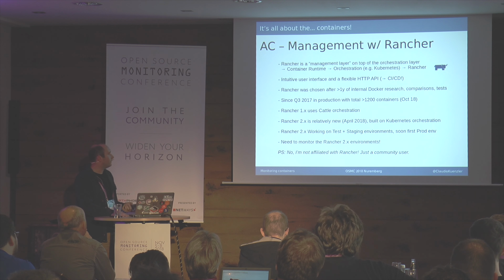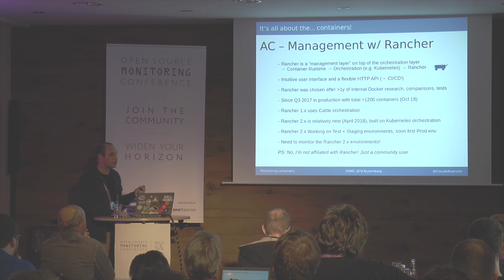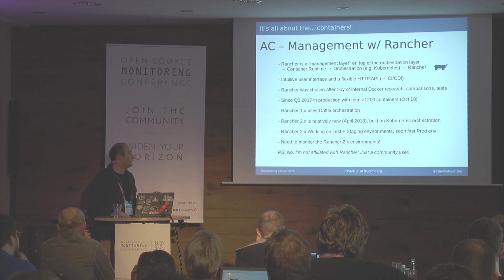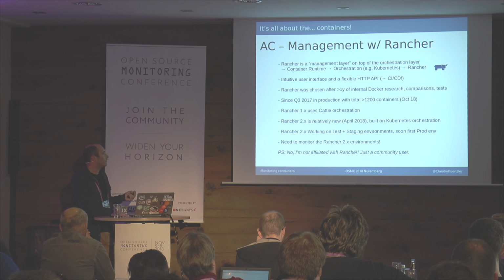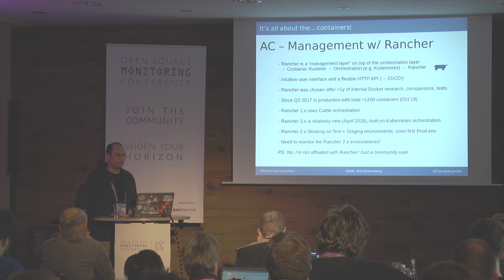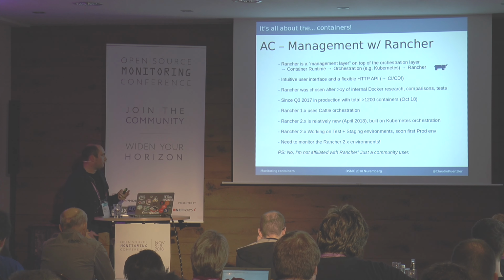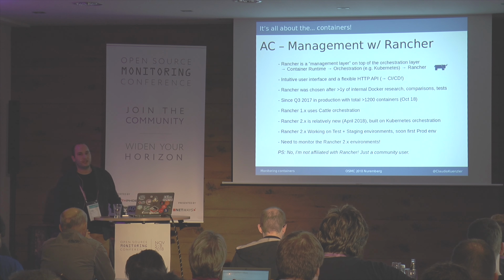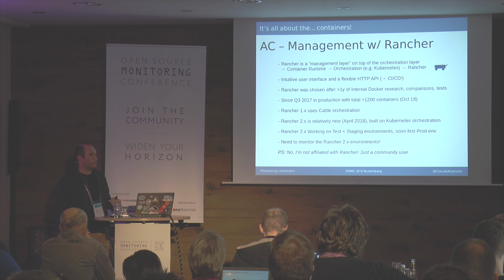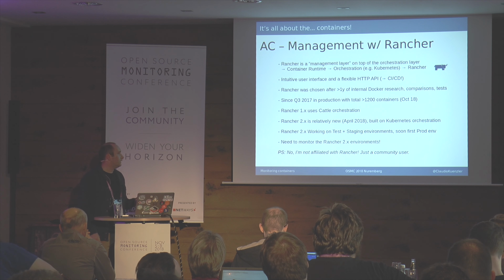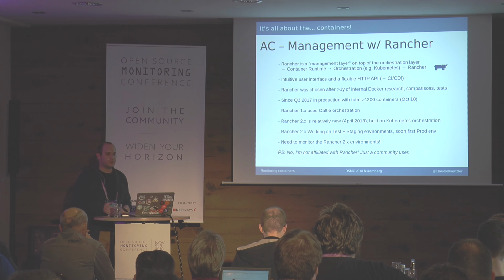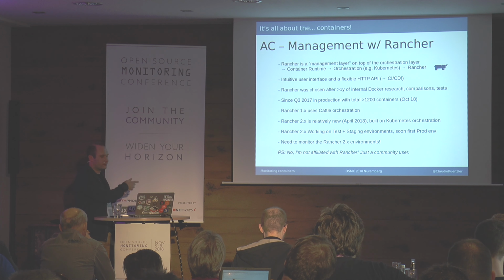There's been a big difference also in our production system, which is Rancher 1, version 1. It uses Cattle as an orchestration, as opposed to the new version, version number 2, which is completely built on Kubernetes. So there's a big change. Because we're currently only running test and stage environments of Rancher 2, but we're planning to go into production in the next few weeks, we need to monitor our Rancher 2 environments as well. And just if you wonder why I'm talking about Rancher, I'm just a community user. I'm not a salesman for Rancher.